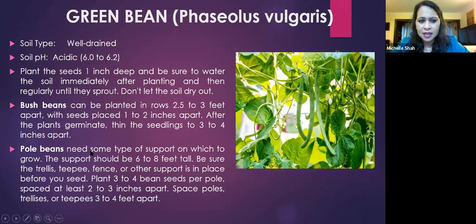Pole beans need some type of support on which to grow. The support should be 6 to 8 feet tall. Be sure a trellis, teepee, fence, or other support is in place before you seed. Plant 3 to 4 bean seeds per pole, placed at least 2 to 3 inches apart, and space these poles or trellises about 3 to 4 feet apart.